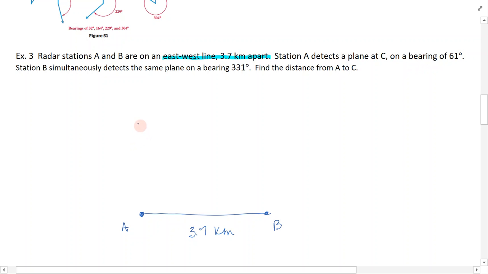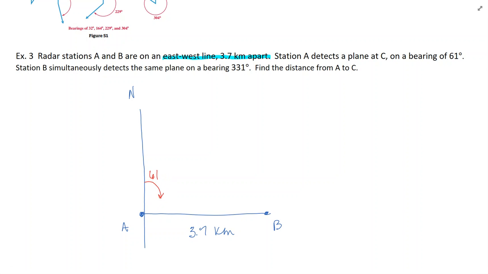So we come over here and I'm going to draw a line representing due north. Now, because A and B are east and west from each other, due north would of course be perpendicular to that. And when I rotate 61 degrees, I'm rotating clockwise. So I would rotate in this direction 61 degrees, and that rotation is going to give me a line here. And somewhere out here is the plane C.